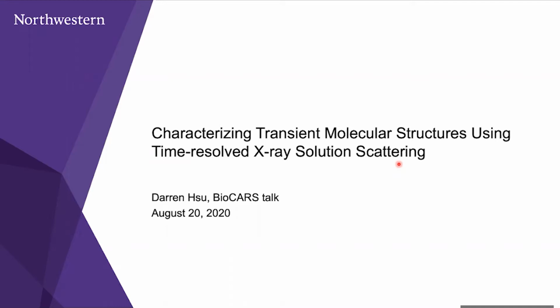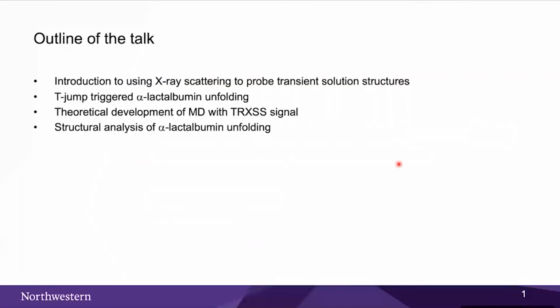So this talk will be divided into roughly four parts. The first one is going to be an introduction of using X-ray scattering to probe transient solution structures, which I believe everyone is pretty familiar with. The second part is an experiment, where we use temperature jump to trigger a model system, in this case alpha-lactalbumin. We trigger its unfolding process. And after the signal processing, we have this characteristic signal that we want to explain.